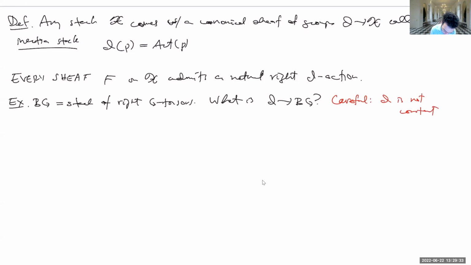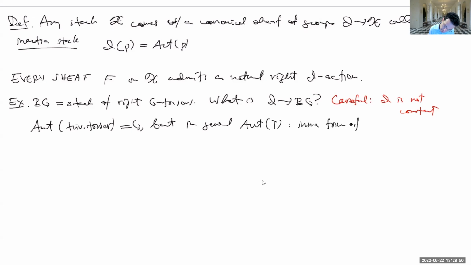The automorphism group of the trivial torsor is G. But in general, the automorphisms of some torsor T is an inner form of G, as you all know. And so that's telling you that the inertia stack is not actually constant. Now here's where it gets really weird.